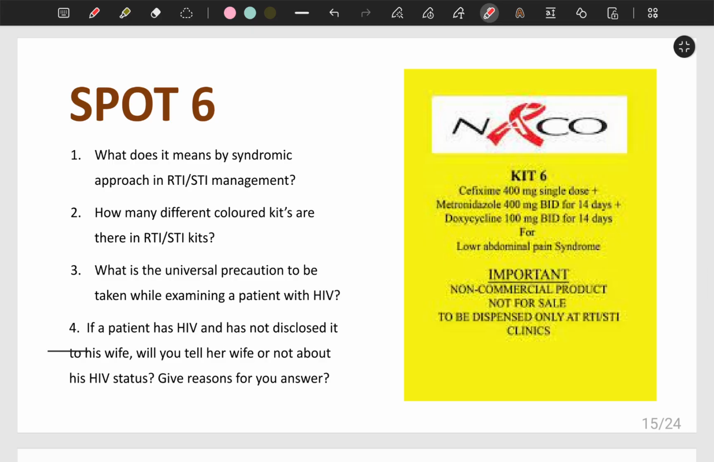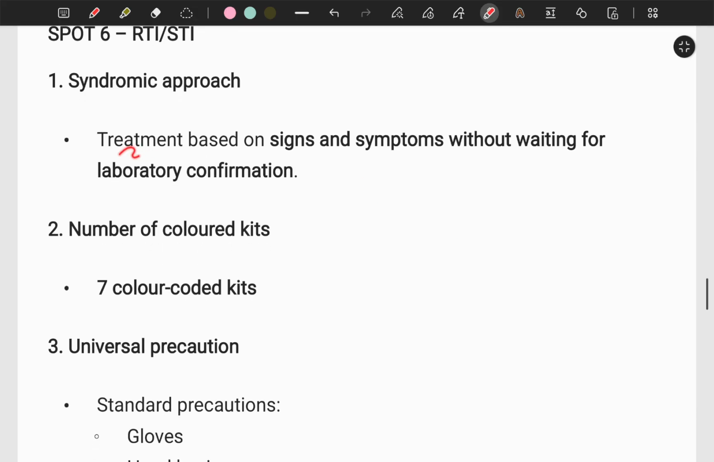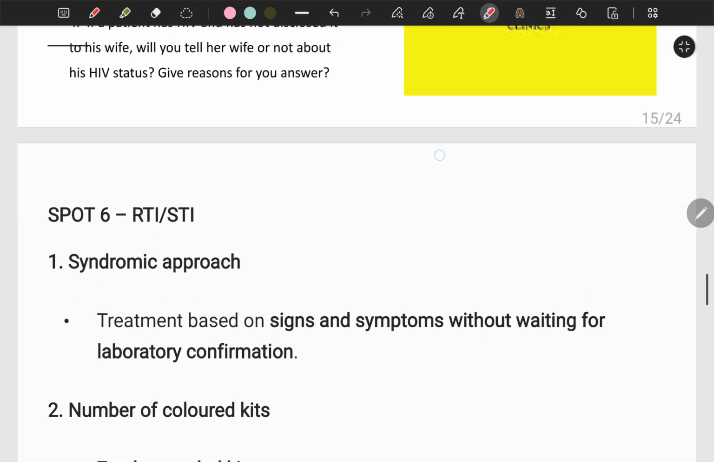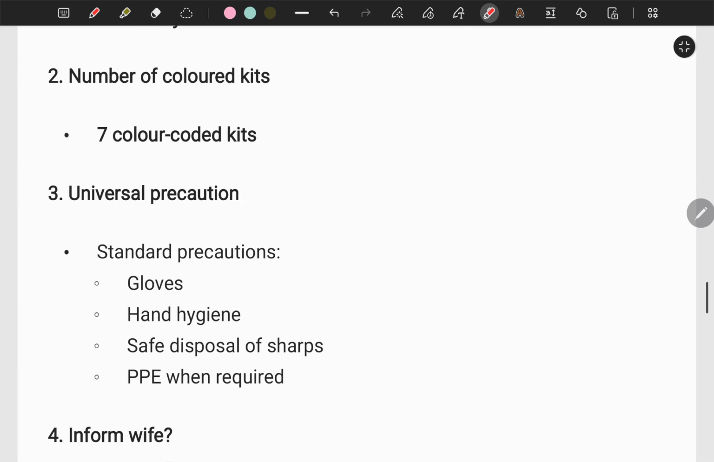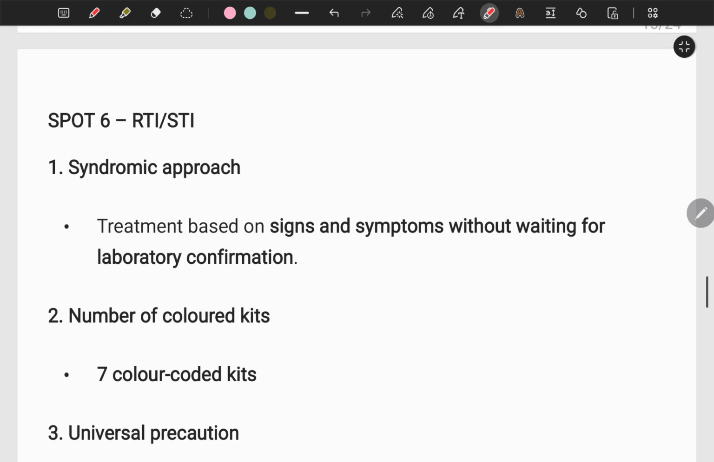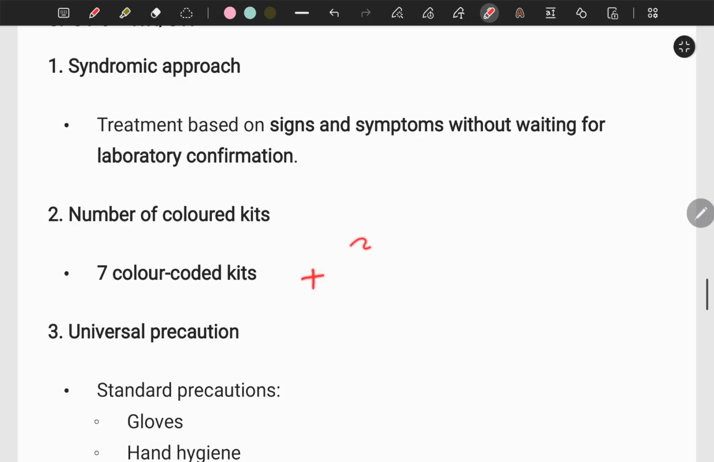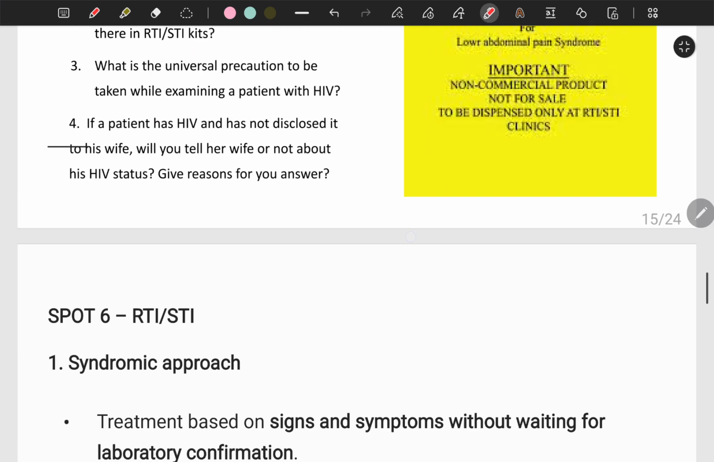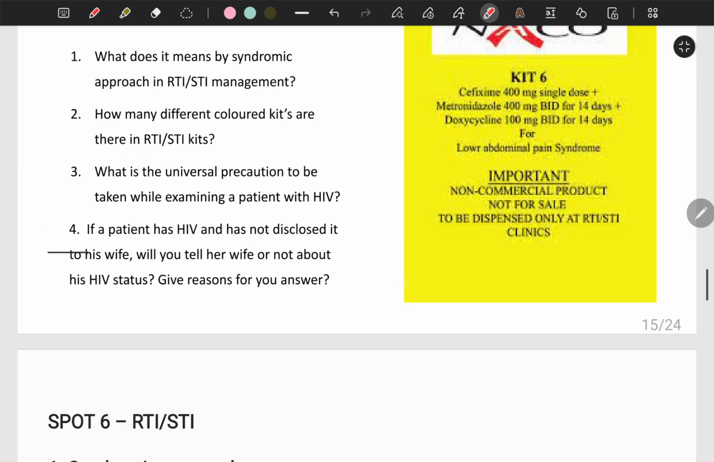about the NACO kit. So first is, what do you mean by syndromic approach? So it means that treatment is based on signs and symptoms without waiting for laboratory confirmation. Okay. How many different color kits are there? So there are 7 color coded kits. Recently one more is added of brown color. Next is universal precaution. So standard precautions like gloves, hand hygiene, safe disposal of sharps, PPE when required.